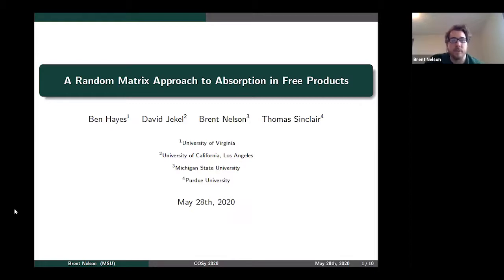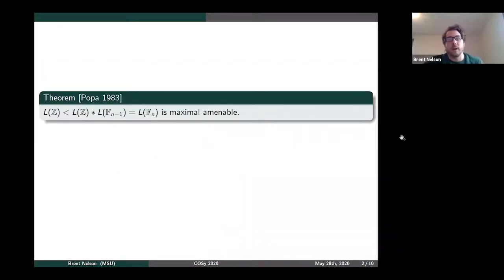So the history of all this goes back to a result of Popa, where he proved that L(Z) sitting inside L(F_n) in this free product way is a maximal amenable algebra. And this was a significant result at the time for a number of reasons.